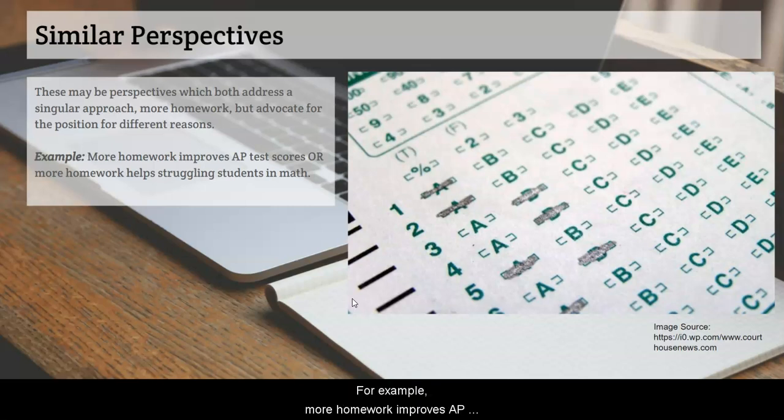For example, more homework improves AP test scores, or more homework helps struggling students in math. Both of those perspectives are arguing for the use of homework, but for different reasons. The first perspective makes a direct relationship between more homework and an improvement of AP test scores. The second perspective says more homework helps struggling students in math. These are not binary or oppositional perspectives.